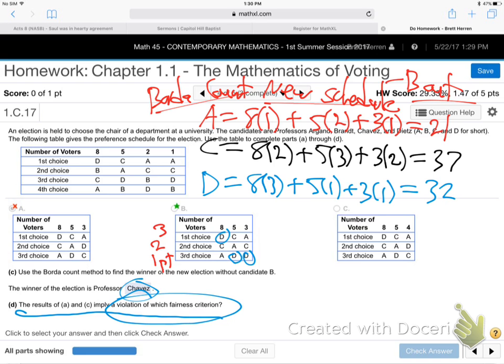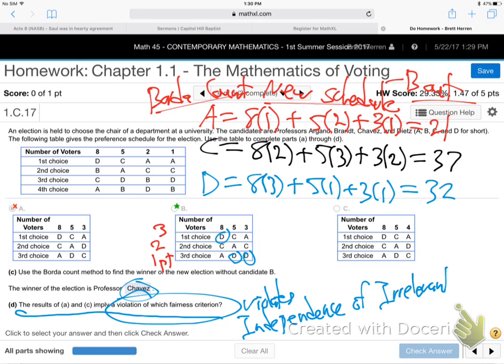So that means the Borda count method violates the independence of irrelevant alternatives criterion. Right? B was irrelevant. It shouldn't have made such a big difference, but it did. So there we go. So that's possible.